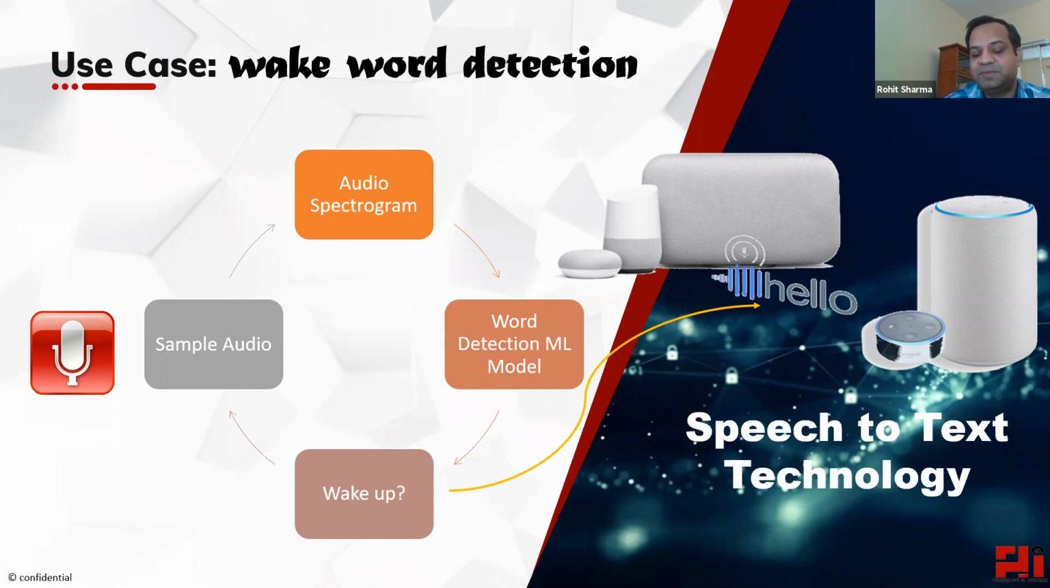And that spectrogram is put through a wake word detection ML model, which gives you the probability of whether the word was spoken, with 90% or higher probability or less than that. So you decide a boundary, and then you generate a signal so that the rest of the device wakes up and is ready for the commands. And that happens within a matter of milliseconds. So that's how this whole machinery works.